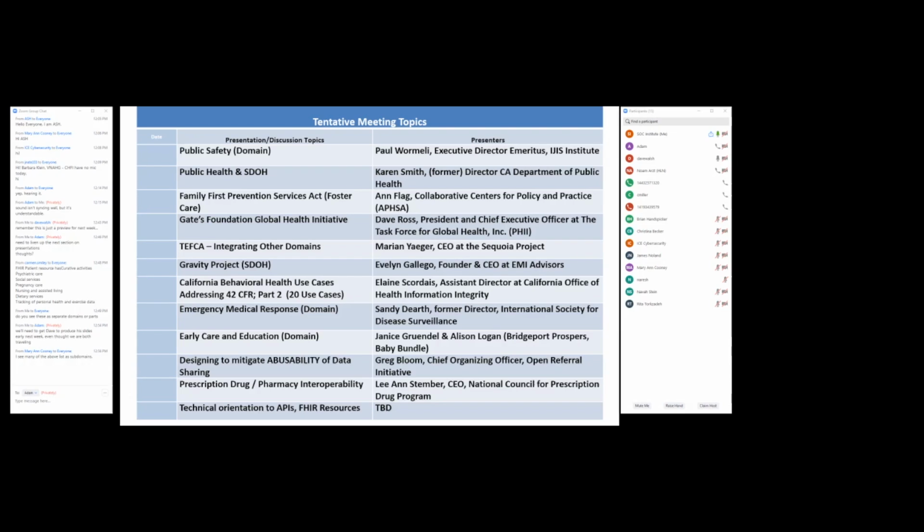Another topic is on the whole pharmacy interoperability, prescription drugs. Adam and I had a terrific call yesterday with Leanne Stember from the National Council for Prescription Drug Programs, who we got to know a little bit at the MESC conference. The issues, which were not particularly salient in my mind, are addressing so many of the same issues, not only around PDMPs, but many other issues around interactions. And there may be other things involved with APIs and FHIR resources and other technical things that we might want to do some primers on.